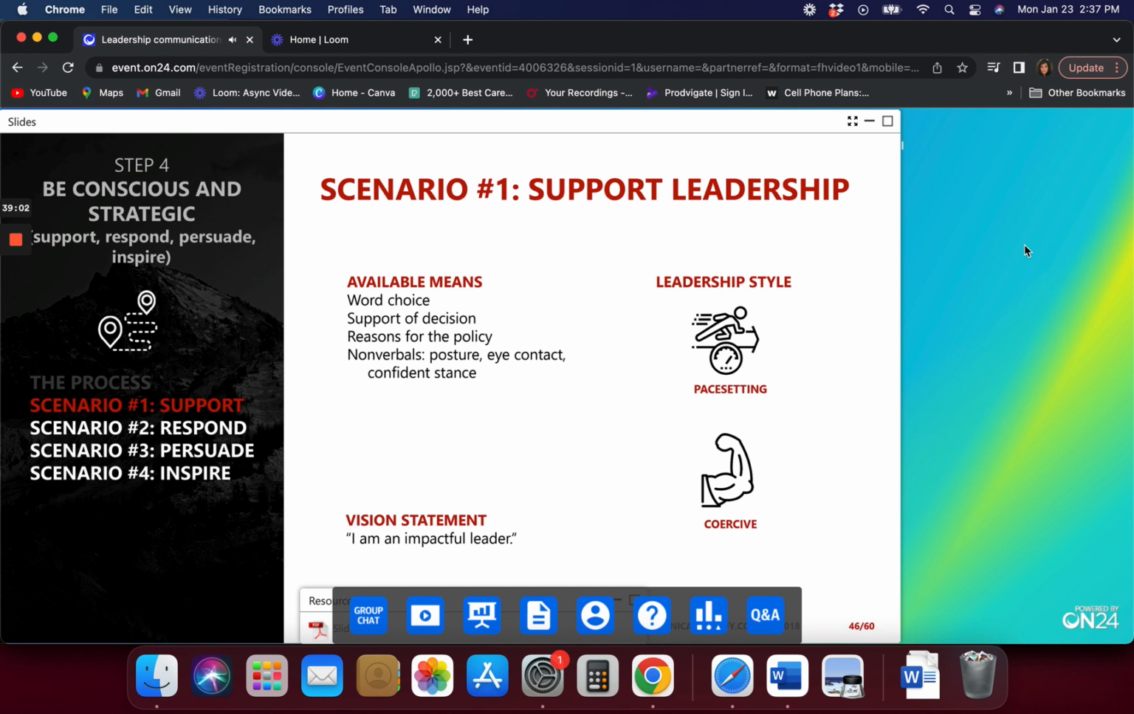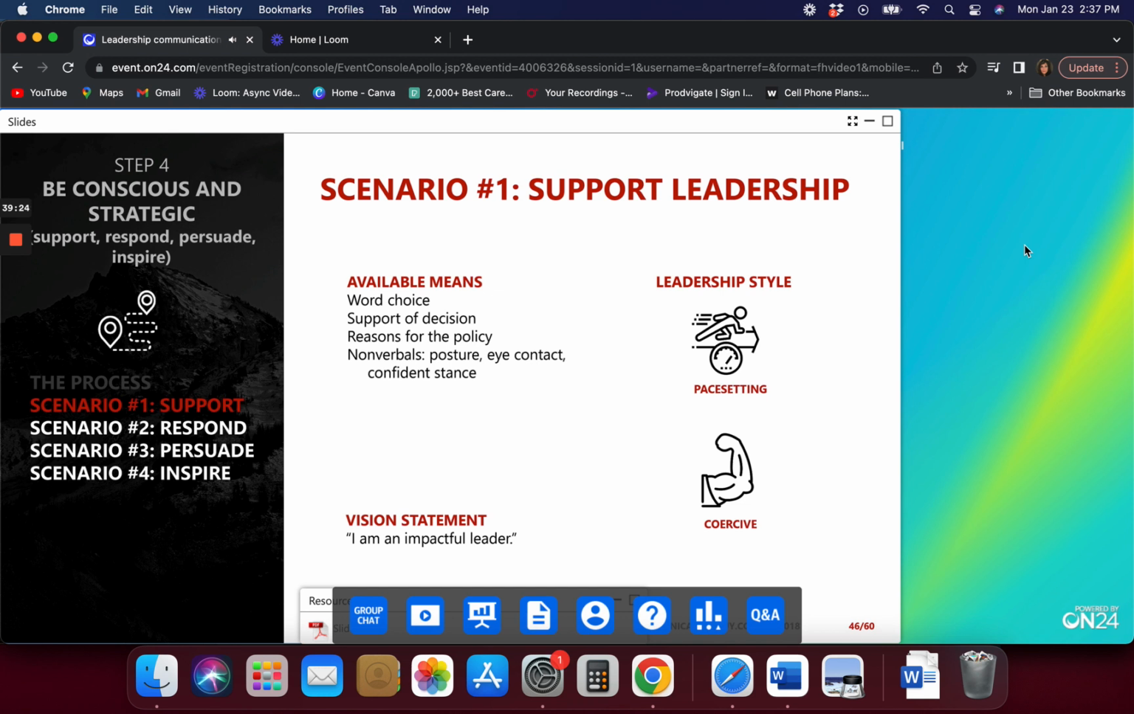Well, if you want to make an impact, if you want people to listen, the way that you approach that scenario will impact that. So then be thinking about your leadership style. This is one where you would normally go in with kind of a pace-setting mentality, where you say, okay, we've got a new policy. We're all going to follow it. So follow me. Let's do it. Kind of like no questions asked. You just kind of move forward.